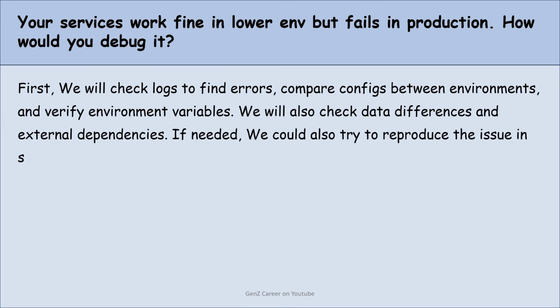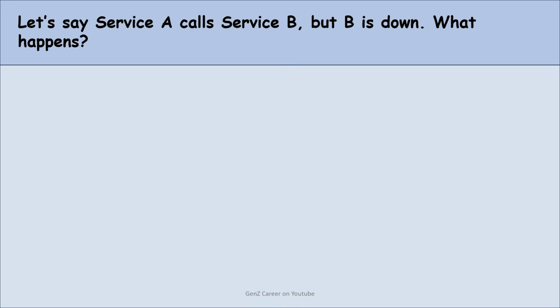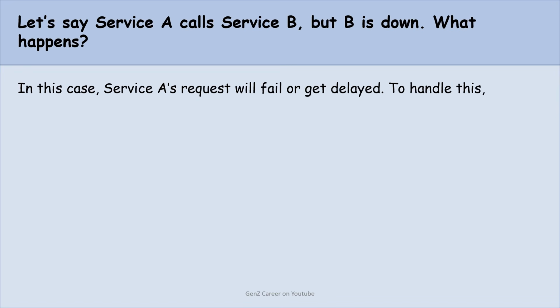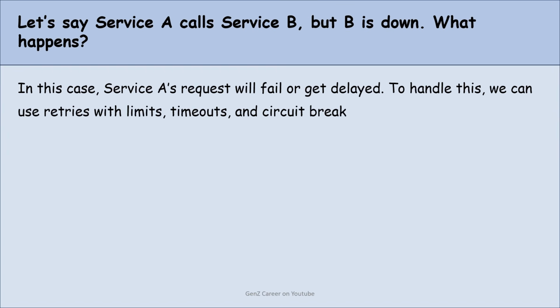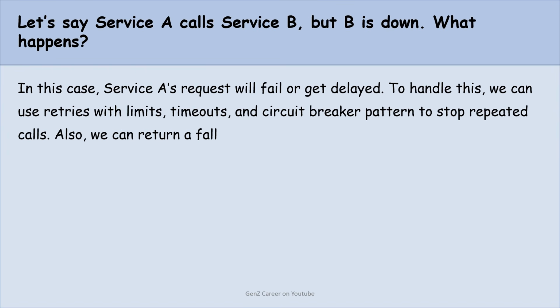Okay. And the next question is, guys, let's say service A calls B, and service B is down. What would happen? In this case, service A's request will fail or get delayed. To handle this, we can use retries with limits, timeouts, and the circuit breaker pattern to stop repeated calls. Also, we can return a fallback response so the system doesn't completely fail.